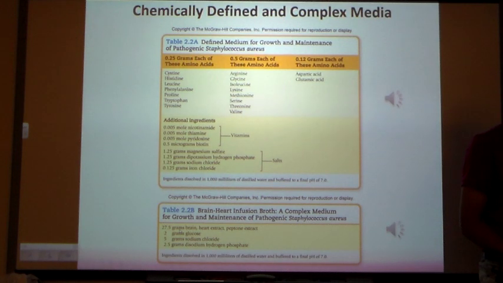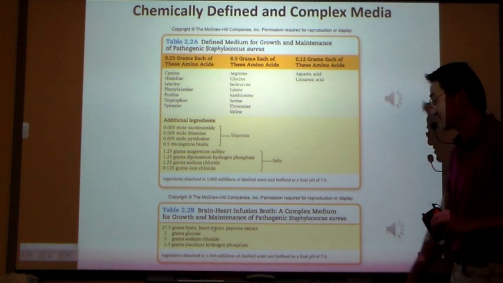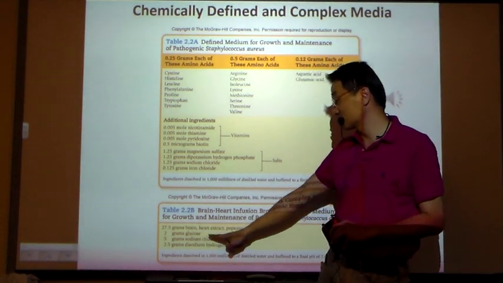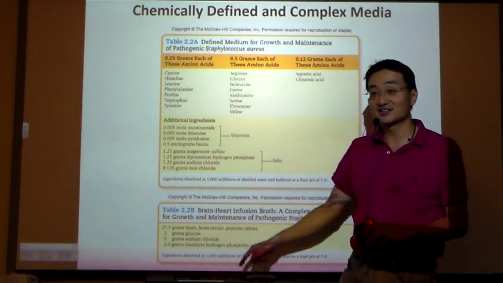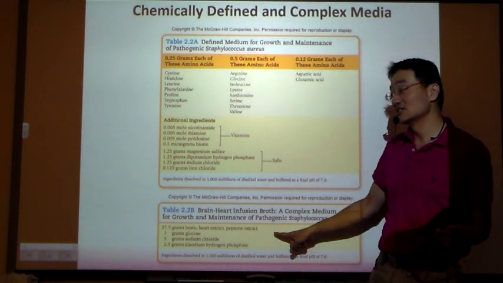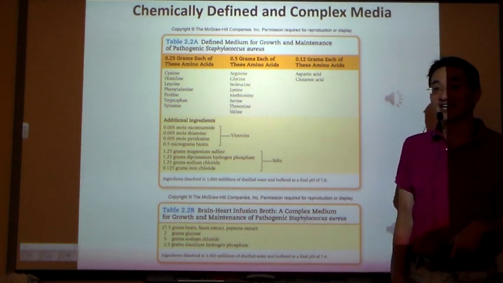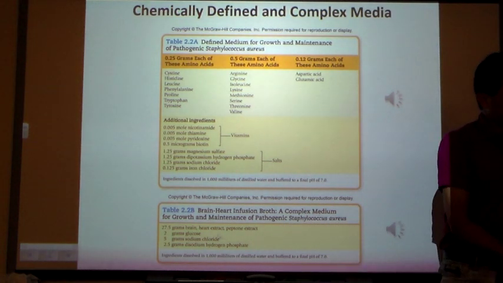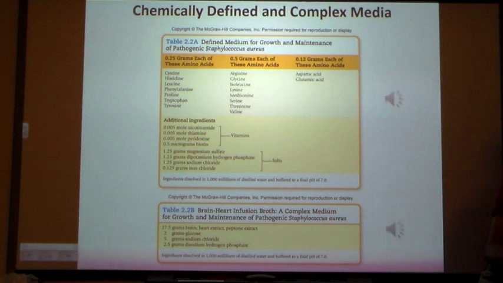Some bacteria may only grow when you add these kind of things, like 27.5 grams of brain, heart, and peptone extract. When you add something like brain extract, heart extract, these are called complex media, because you don't exactly know what you're putting into the media. You just know that you put some brain tissue in there. So some bacteria would only grow when you put them into these complex media. So these are complex media, and this would be called chemically defined media, right?